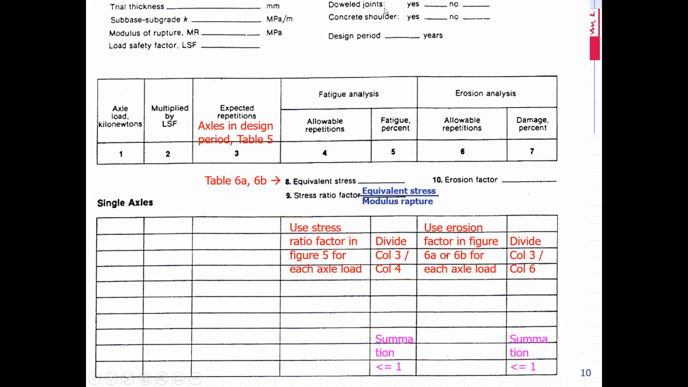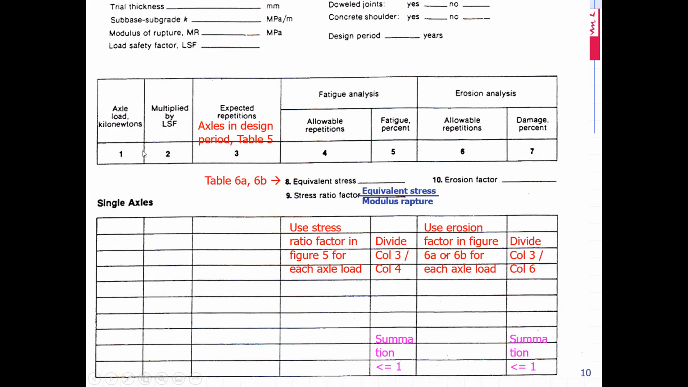Then you need to decide if you want to use dowels, yes or no. But probably, as you learned from last time, you will use the dowels most of the time, especially when you are using a pavement that doesn't have any reinforcement. And whether you want to have a concrete shoulder, yes or no, and what your design period is. So that is the header of the form. Then in the tables, you will have the type of axle, single axle. Below this one, you will have the tandem axle. Below that one, you will have the tridem axle, okay?